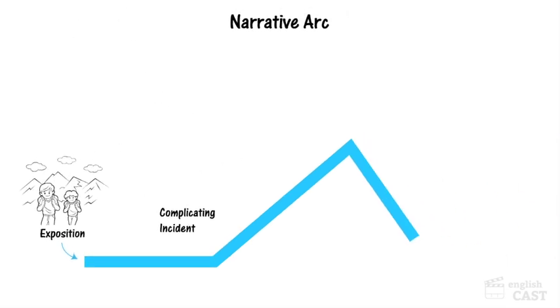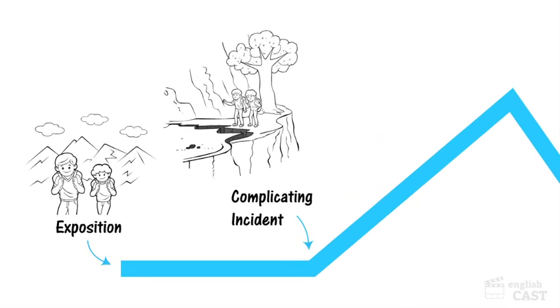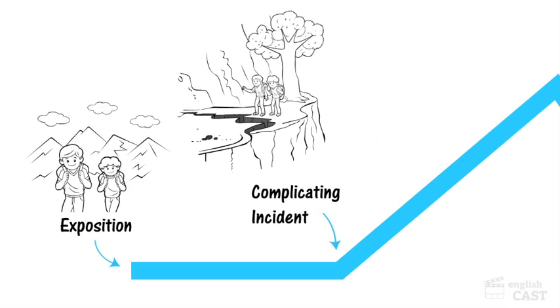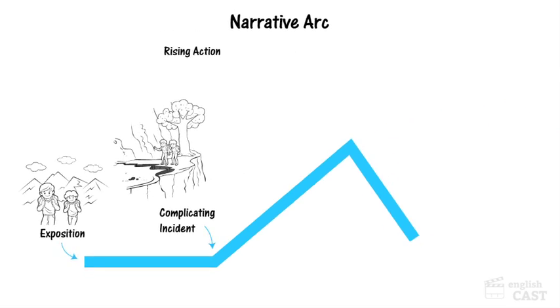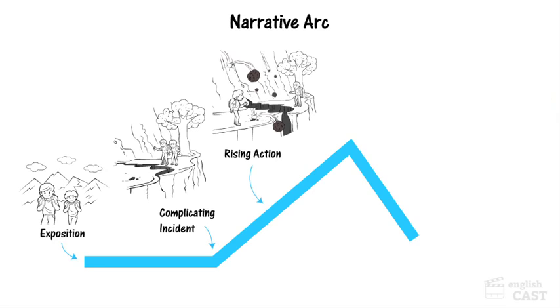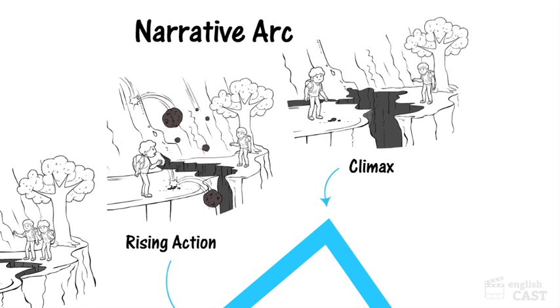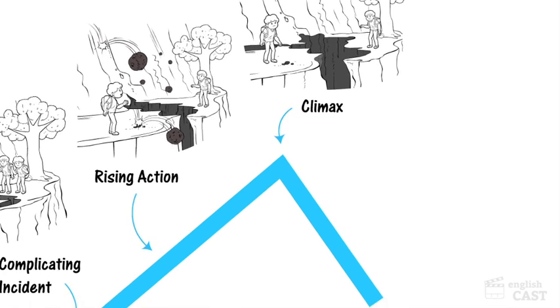The complicating incident will start the action and conflict. Usually, the complicating incident involves a problem the characters must solve. The rising action is a series of events that build interest. What events build upon the problem? The climax is the point of highest action. All of the events lead to the climax. It should be the most exciting part of the story.